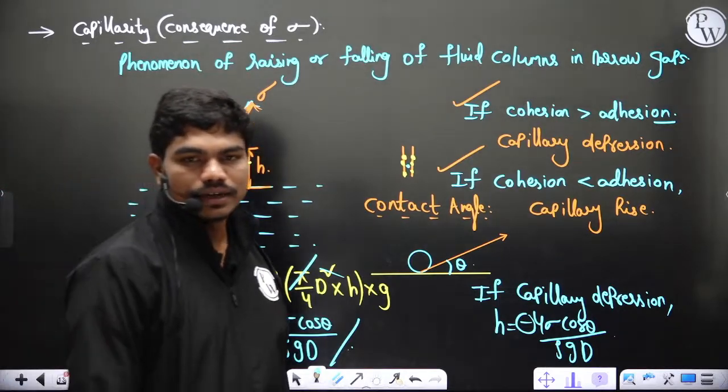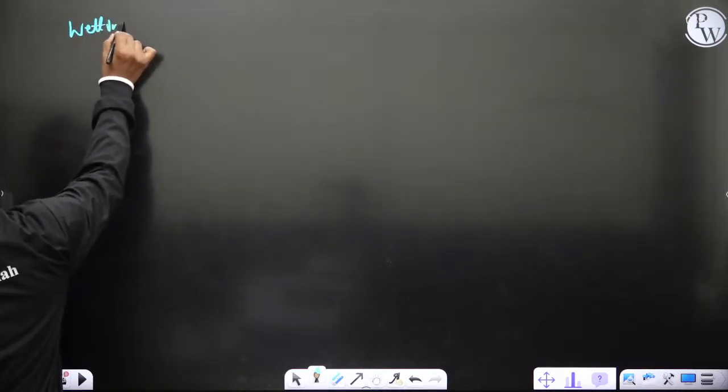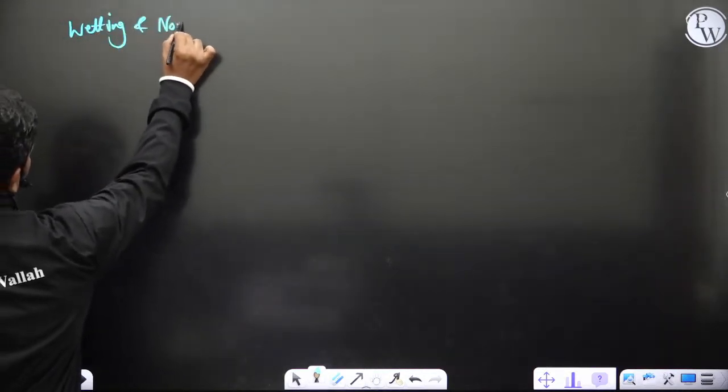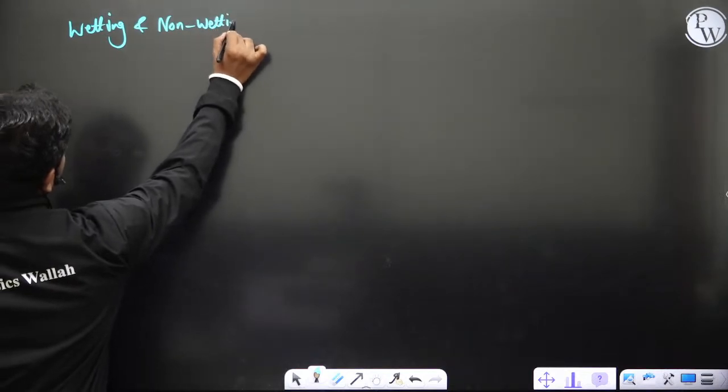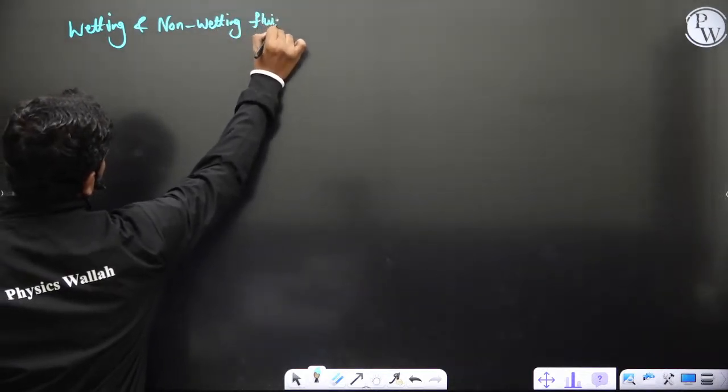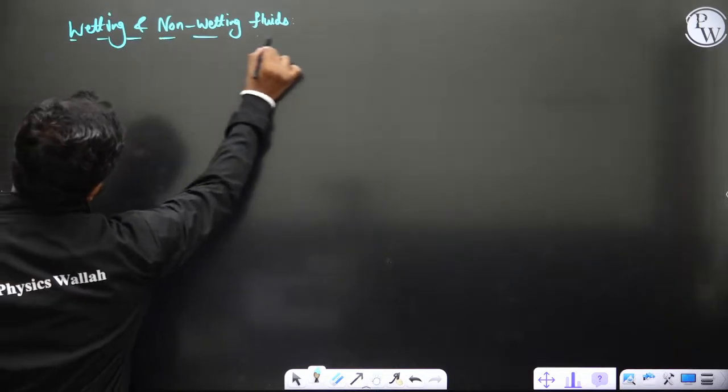Here I want to tell you one thing. There are two kinds of fluids, called wetting and non-wetting fluids. Just quickly we'll go through wetting and non-wetting fluids. So what are these wetting and non-wetting fluids?